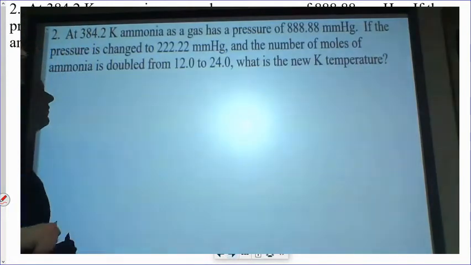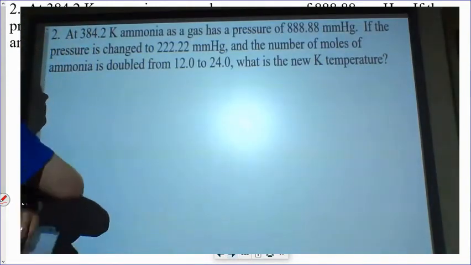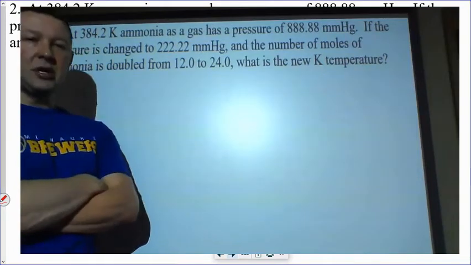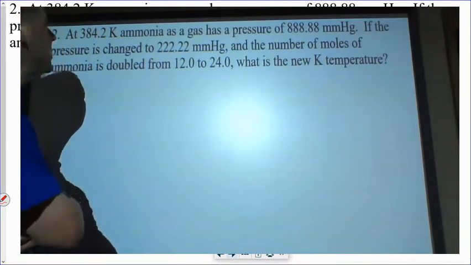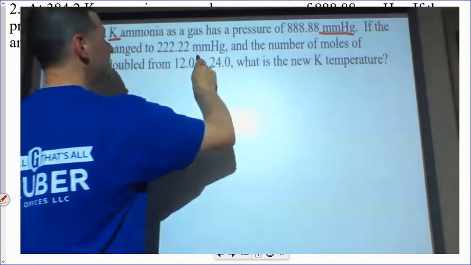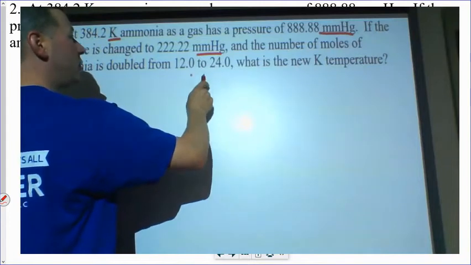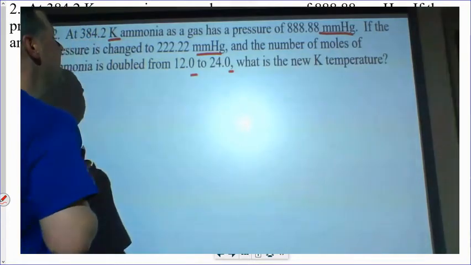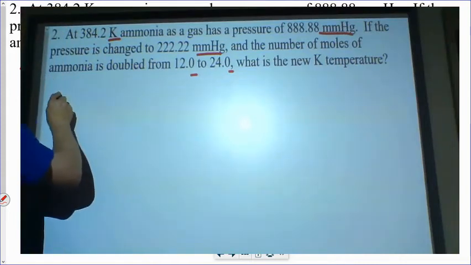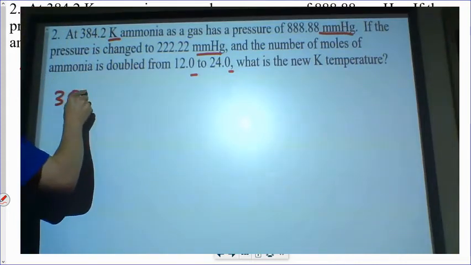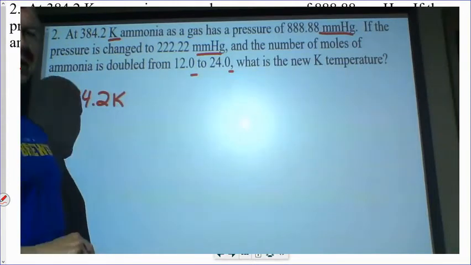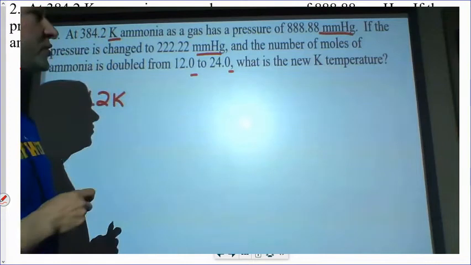All right, so we're going to work with our first problem that we are going to have moles involved. So I take a look at this problem, and I am looking for a label that does not have a partner. So I have K here, millimeters of mercury, millimeters of mercury. I have moles and moles. And so the one that does not have a partner is my temperature, and that's 384.2 Kelvin. So the one that does not have a partner, that is the one that you will be starting these problems with.